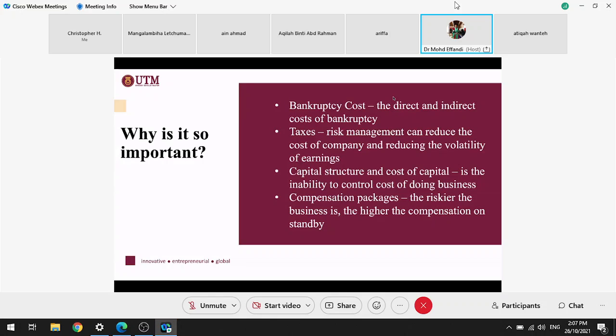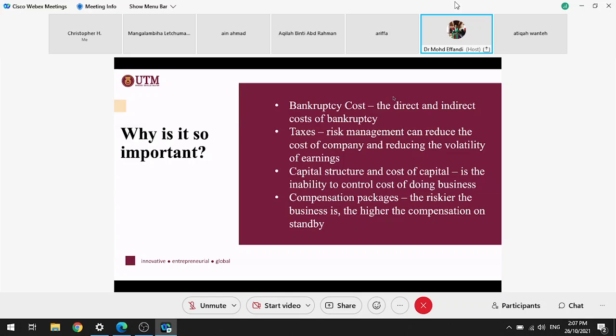When we talk about bankruptcy, there will be direct and indirect costs associated with this scenario. For example, you have to pay compensation and a few other obligations: fixed liabilities, long-term liabilities, current liabilities. You have to settle everything. So this is what they call the direct and indirect cost of bankruptcy.